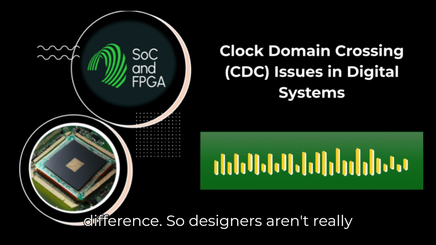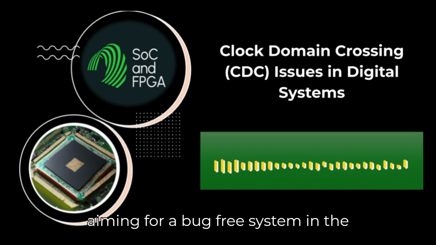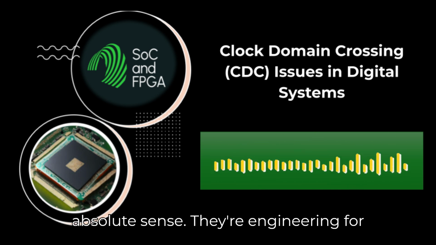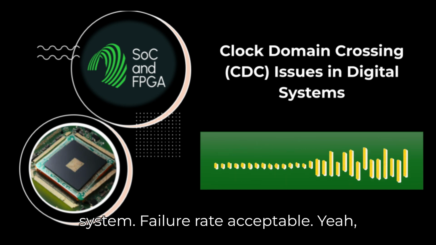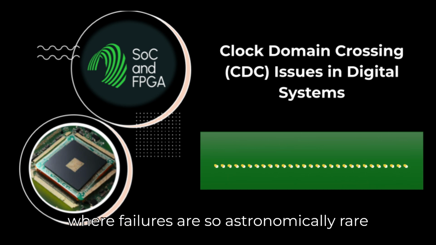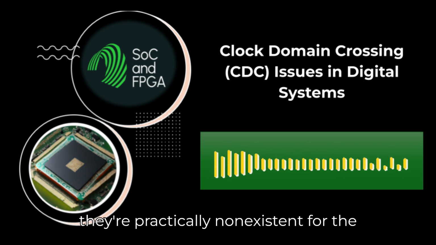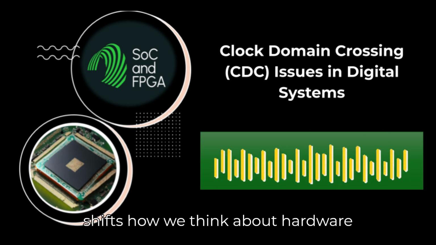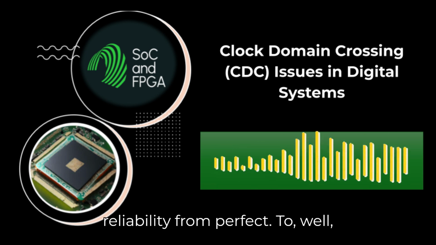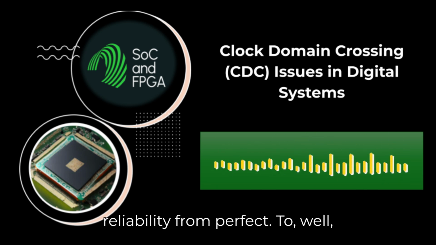A huge difference. So designers aren't really aiming for a bug-free system in the absolute sense. They're engineering for what we call a failure rate acceptable system. Failure rate acceptable. Yeah, where failures are so astronomically rare, they're practically non-existent for the lifetime of the device. It fundamentally shifts how we think about hardware reliability from perfect to, well, practically perfect.